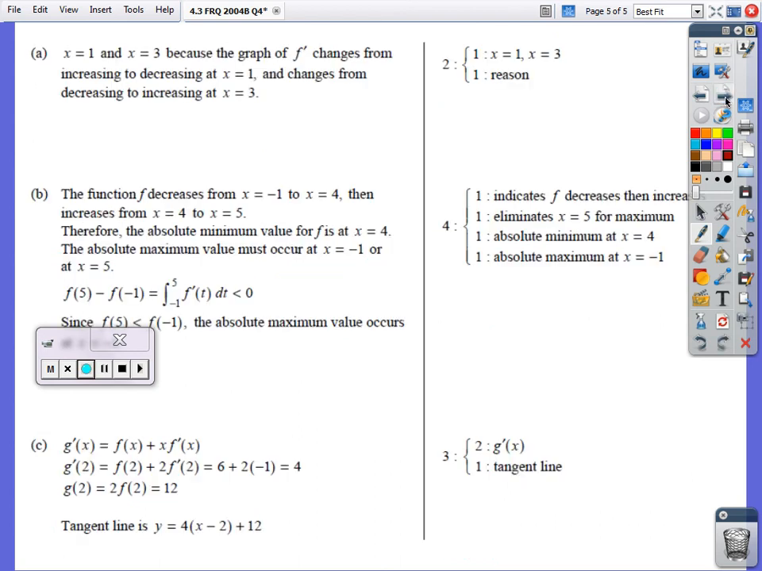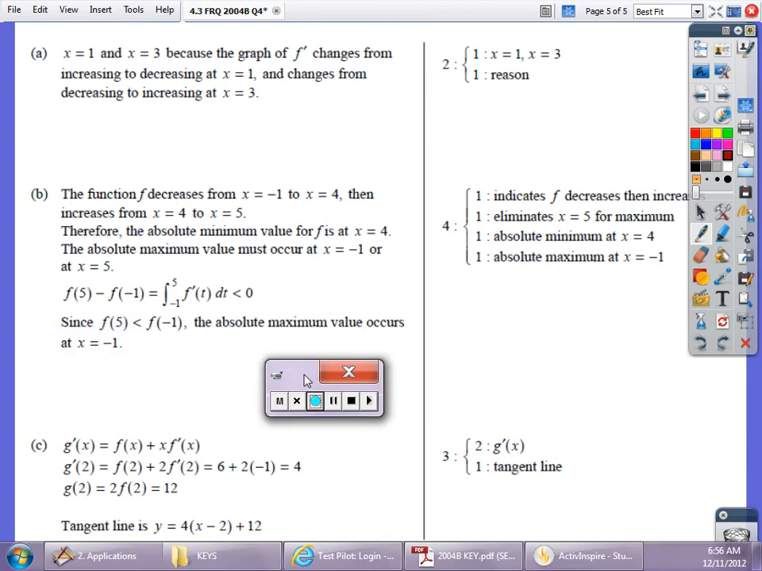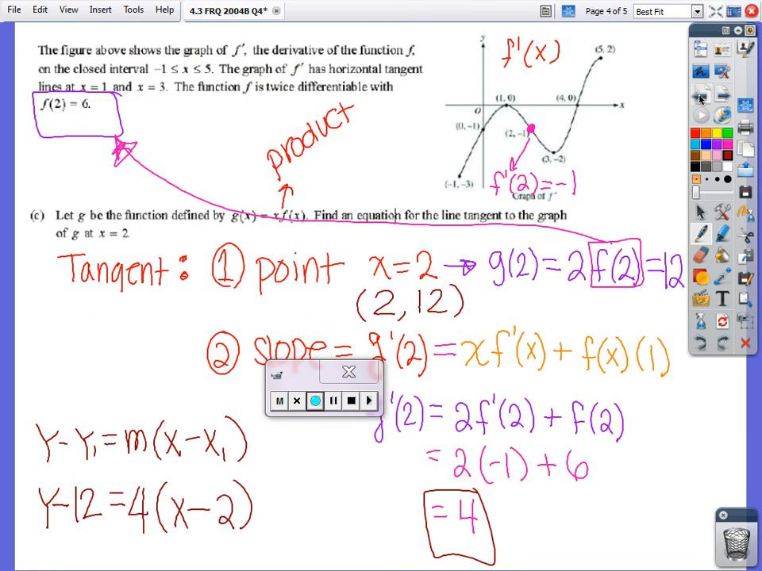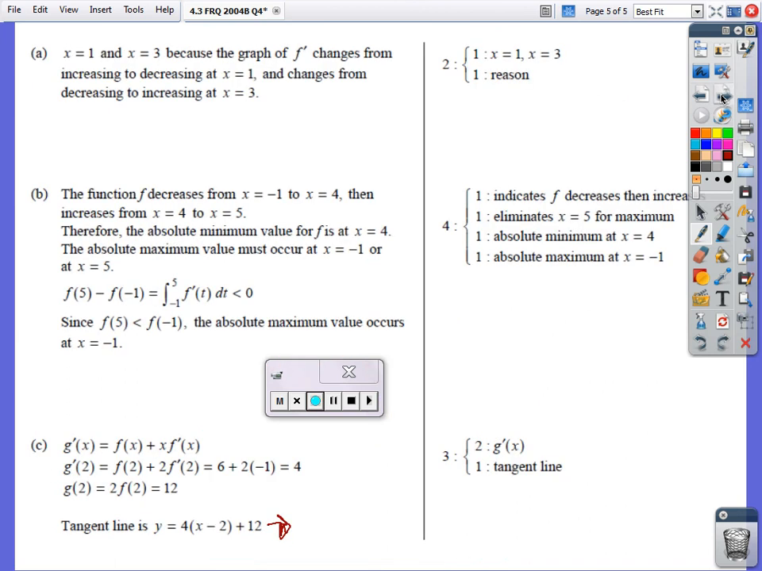At the end here is the answer key, and hopefully my answer matches. Remember, you can leave your answer the way I did here, which is y minus 12 is equal to 4 times x minus 2. That is exactly the same as what we have here. So I'm going to rewrite this, and you would get full credit for that.